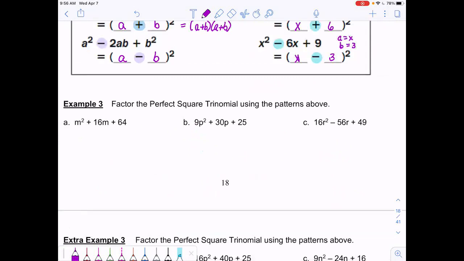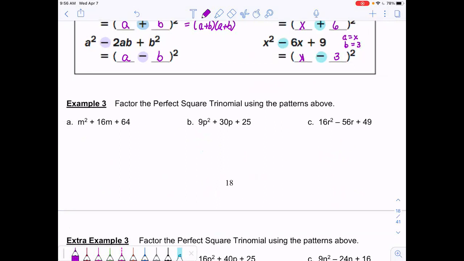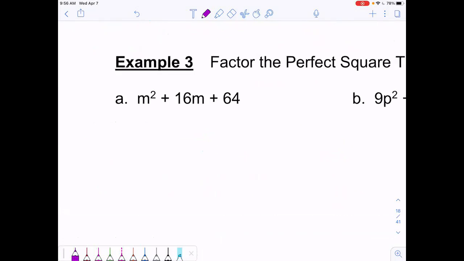So we're going to see if we can look at these problems underneath. The most important thing is knowing your perfect squares. What is A, what is B? Factor the perfect square trinomial using the pattern above. So if we look, we have m squared plus 16m plus 64. Let's start with A and B. TJ, what is the A value? We have m squared, so what times what makes m squared? Just m. So here's my A term, and then the B term is 64. So TJ, what times what makes 64?